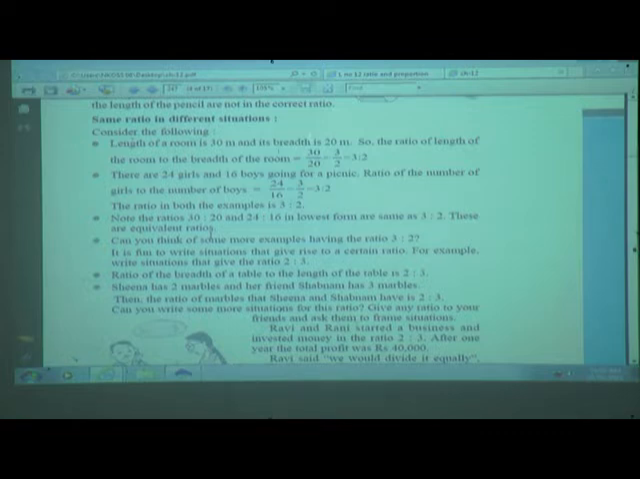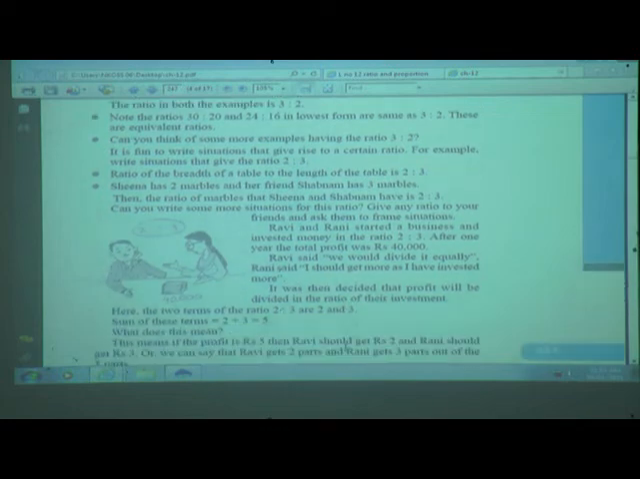So this is one kind of example. We can find many more examples of such types. Can you think of some more examples having the ratio 3:2? Yes, we can find many more examples of 3:2.